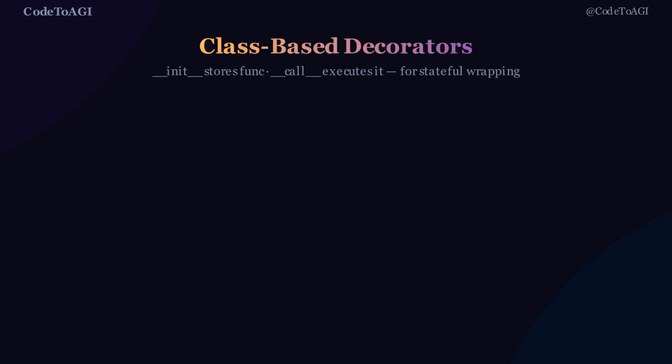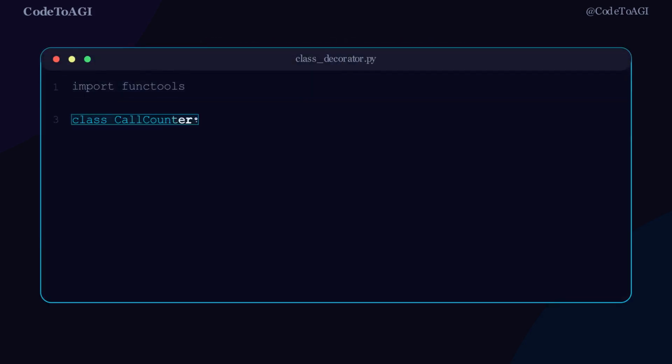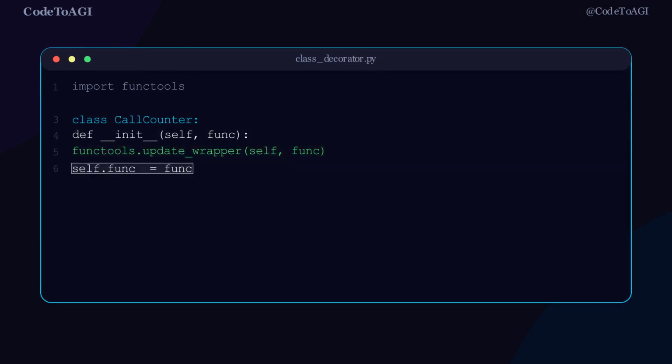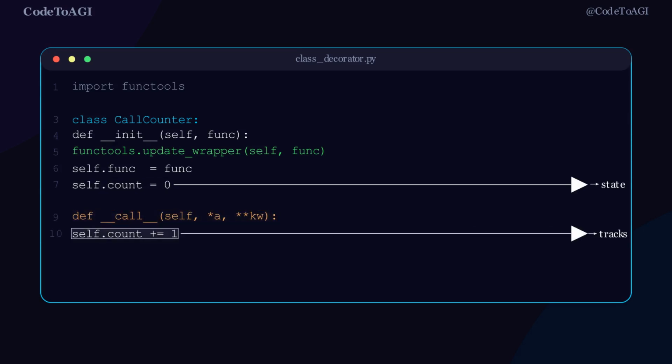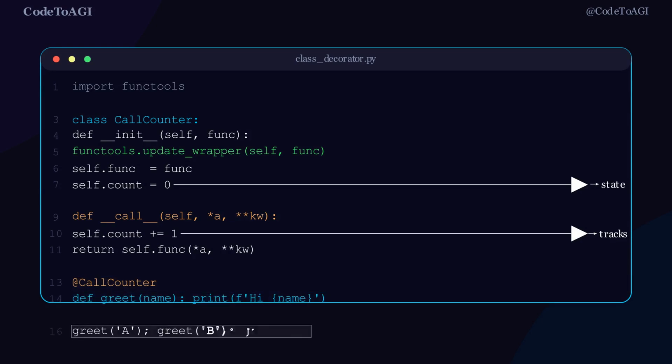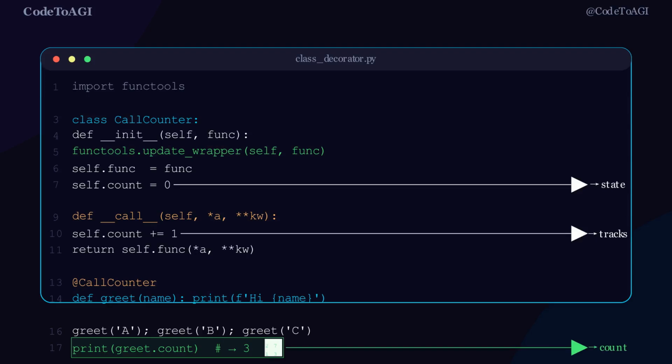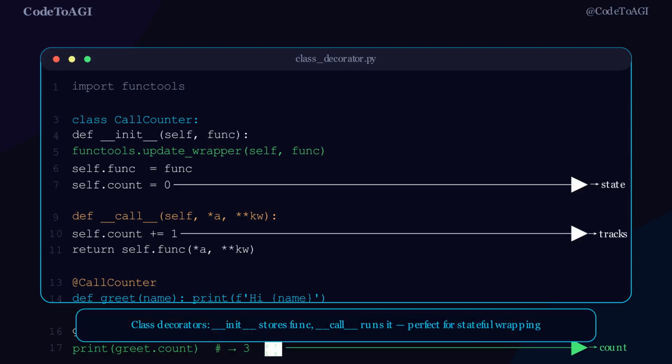A class can be a decorator too. Use the __init__ and __call__ pattern. Look at the code. We define a CallCounter class. __init__ accepts func and stores it. It also initializes a count attribute to 0. __call__ makes instances callable. When the decorated function is invoked, Python calls __call__ instead. Inside __call__, we increment count, call func, and return the result. We decorate greet with a CallCounter.